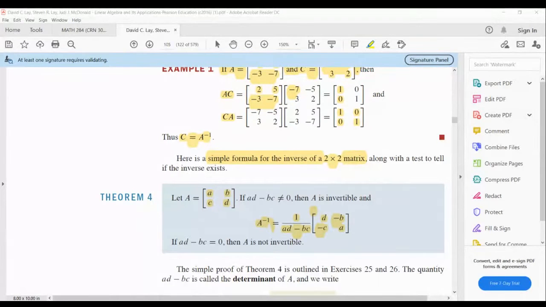Well, the denominator here, the denominator A times D minus B times C, is the determinant of this matrix A. That's called a determinant.